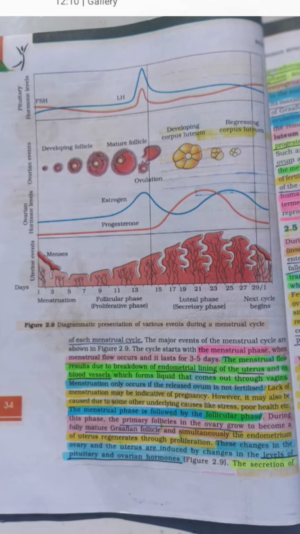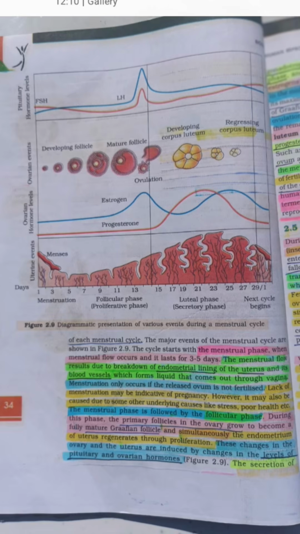The menstrual phase is followed by the follicular phase. During this phase, primary follicles in the ovary grow to become a fully mature Graafian follicle, and simultaneously the endometrium of the uterus regenerates through proliferation. These changes in the ovary and the uterus are induced by changes in the level of pituitary and ovarian hormones.